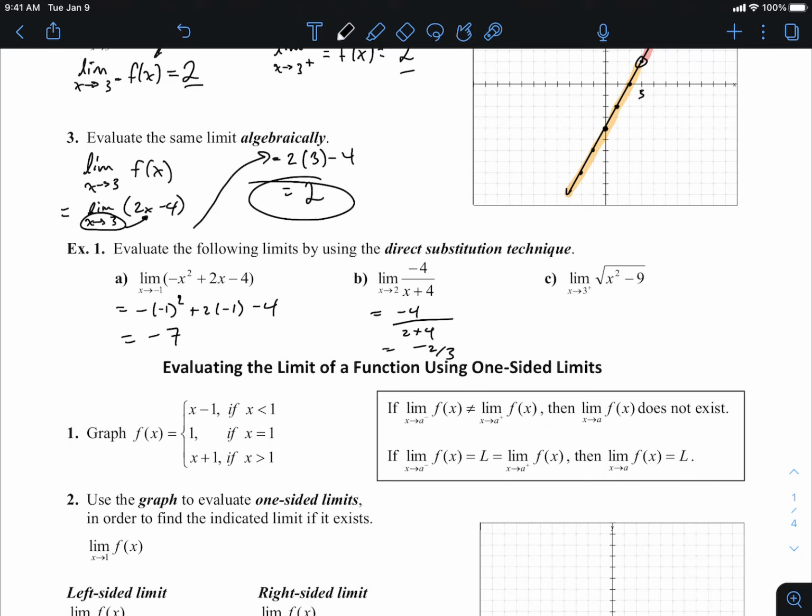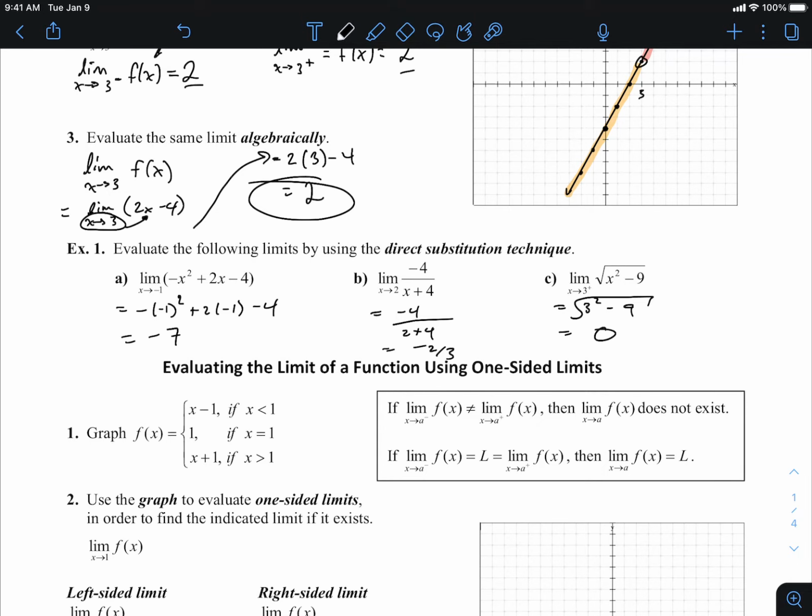And then the last one here, direct substitution, we're going to take the limit as x approaches 3 from the right, but we're really just going to plug in the x value of 3. And so we're just going to take 3 squared minus 9, square rooted, which is 0. That just simply means that the graph approaches 0 when you're coming from the right, approaching 3.